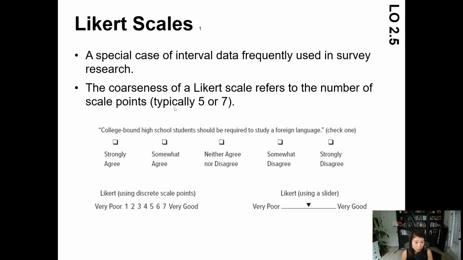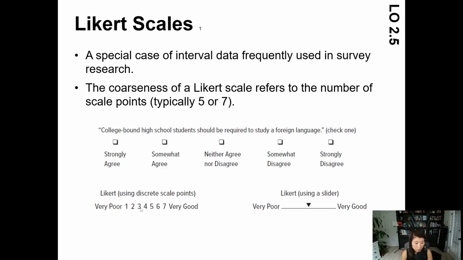Okay, so the coarseness of the Likert scale refers to the number of scale points, typically 5 point or 7 point. So usually they are called odd numbers of points. As you can see here, we have 5 points: strongly agree, somewhat agree, neither agree nor disagree, somewhat disagree, and strongly disagree. And also here, from very poor to very good, we give 7 scales. Why do I want to emphasize 5 or 7, this kind of odd number? Because if the Likert scale has an odd number of options, that means we do include a neutral point, like here we have neither agree nor disagree.